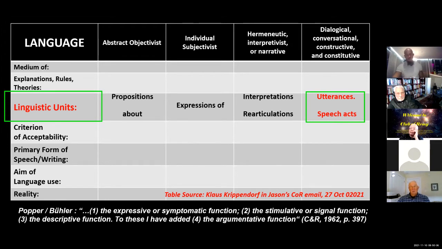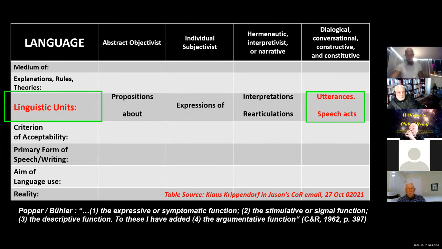Number 3, the descriptive function. So that is a car, or that is a cow, or whatever the object might be. And then Popper added the argumentative function, of course, so that we can critique each other's theories, which hopefully we'll do after this. So that's from Conjectures and Refutations, page 397. Thanks again, Jamie and Rafe, for drawing my attention to that. It's very helpful with my applied evolutionary epistemology work.